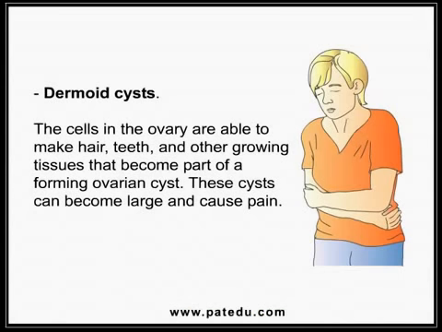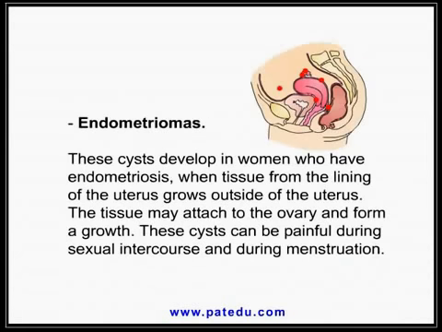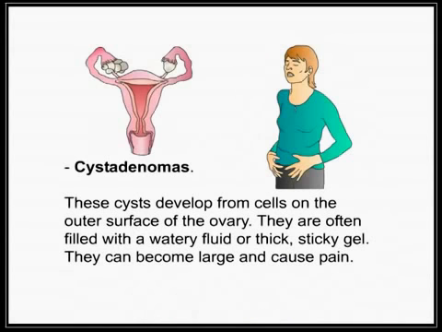Dermoid cysts. The cells in the ovary are able to make hair, teeth, and other growing tissues that become part of a forming ovarian cyst. These cysts can become large and cause pain. Endometriomas. These cysts develop in women who have endometriosis when tissue from the lining of the uterus grows outside of the uterus. The tissue may attach to the ovary and form a growth. These cysts can be painful during sexual intercourse and during menstruation.